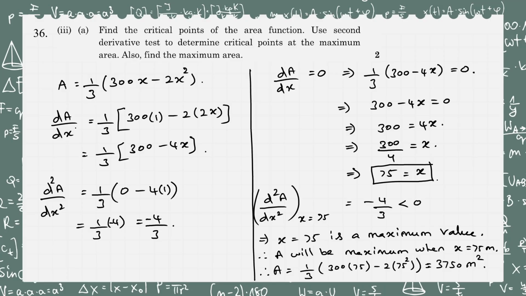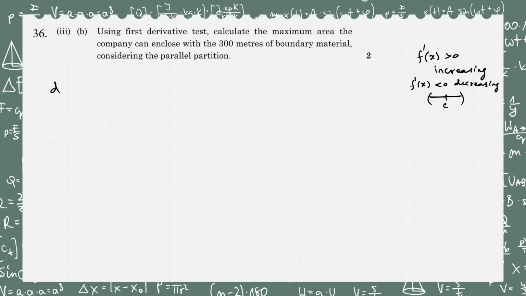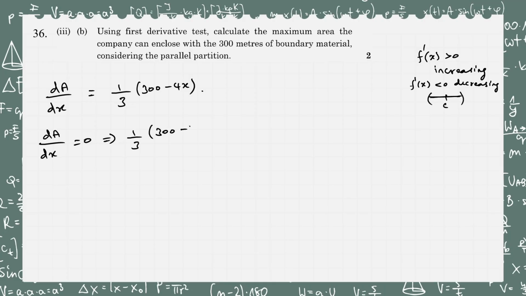f dash of x will be the same as we have done in the previous part. I mean dA by dx. So it is 1 by 3 into (300 minus 4x). So we will take the same here. dA by dx equal to 1 by 3 into (300 minus 4x). The same way we have to set it equal to 0. That implies 1 by 3 into (300 minus 4x) equals 0. This also will give you x equal to 75 as the answer. Since we have already done this, I am skipping that part. So x equal to 75 is the only obtained critical point.